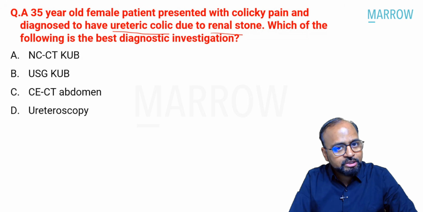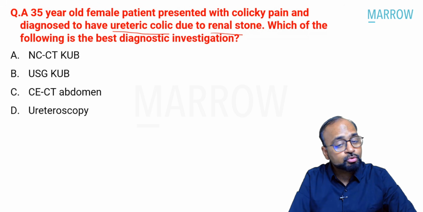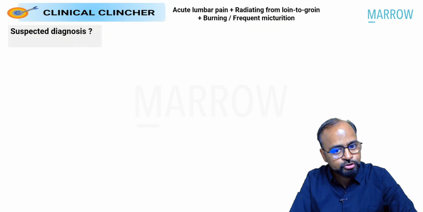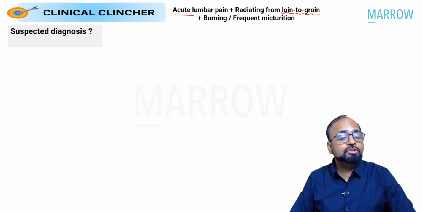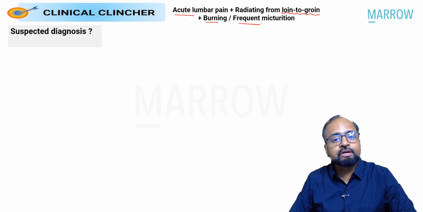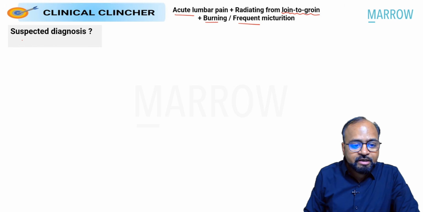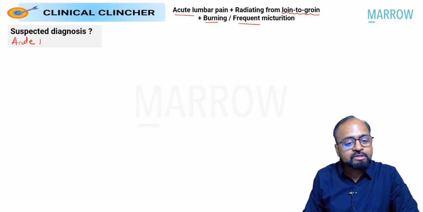I know most of you already know the answer to this. This is pretty straightforward, but let us quickly, in the next 2 to 3 minutes, do a very in-depth comprehensive discussion of acute renal colic, the imaging manifestations and the imaging protocols. So if a patient comes to you with acute lumbar region pain radiating typically from loin to the groin, that is the very typical presentation pattern, along with burning or frequent micturition, right? What is the suspected diagnosis? The suspected diagnosis with this history or clinical capsule is an acute renal colic.